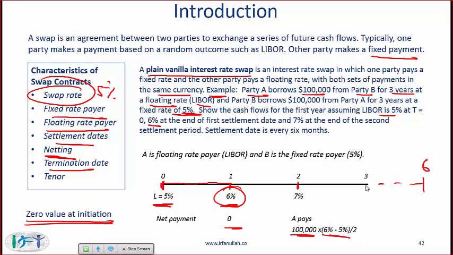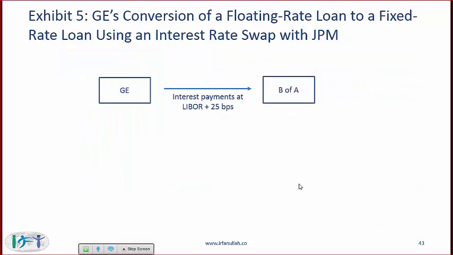Then what is the payment made on settlement date number 3? Then it's based on 7%. So 7% minus 5%, divided by 2, times the notional principal of 100,000. Plain vanilla interest rate swaps can be used to convert a floating rate loan to a fixed rate loan, and let's see that through an example.